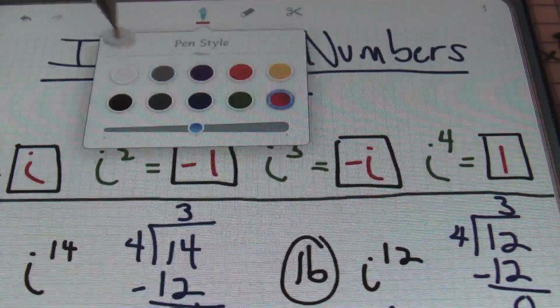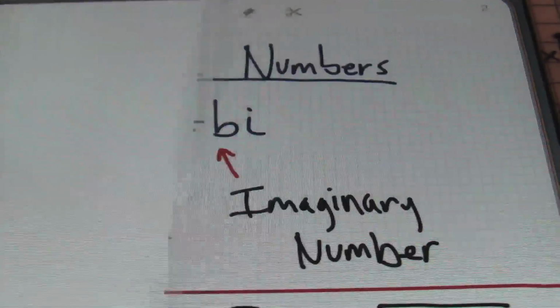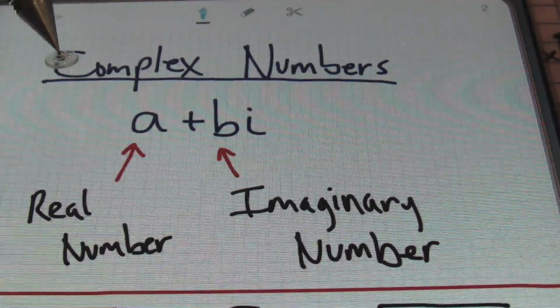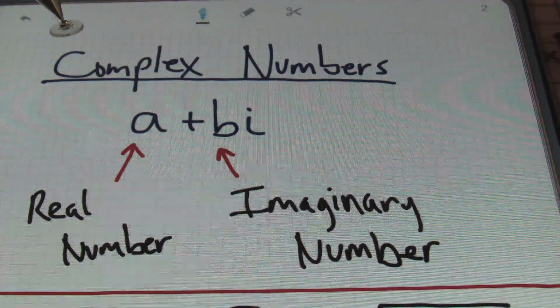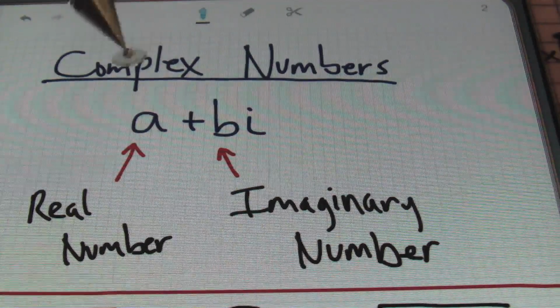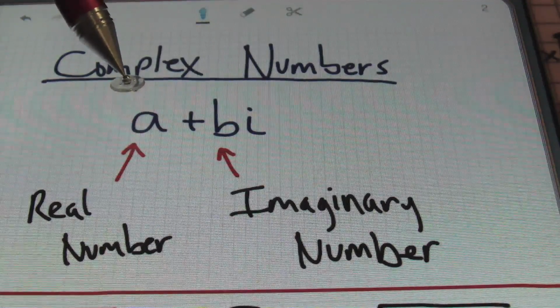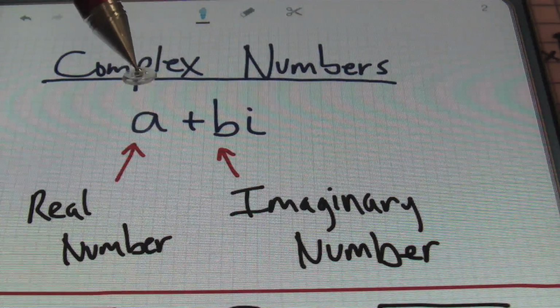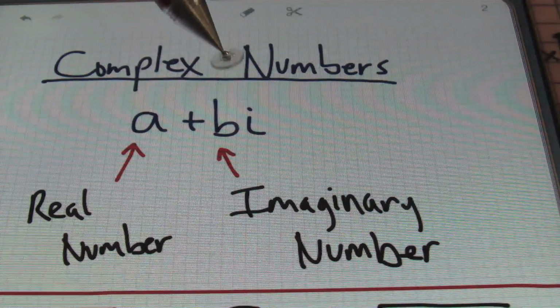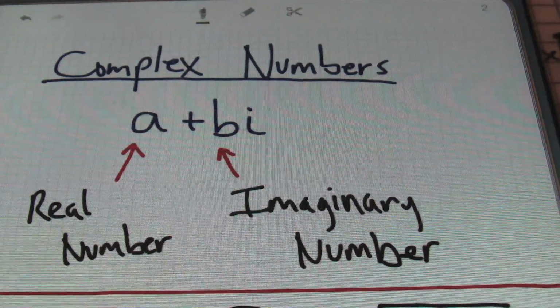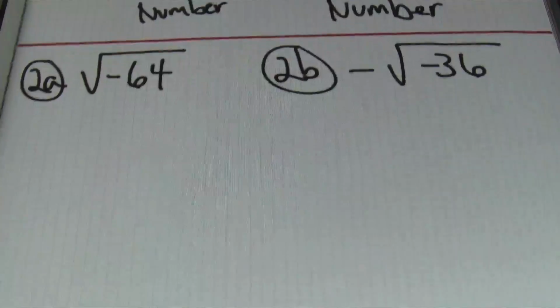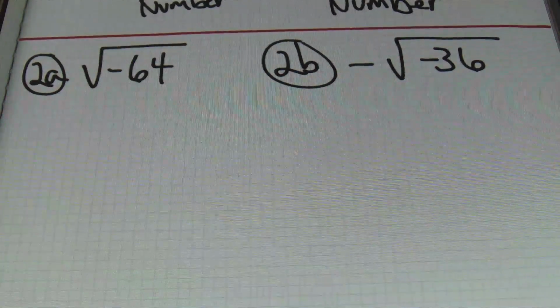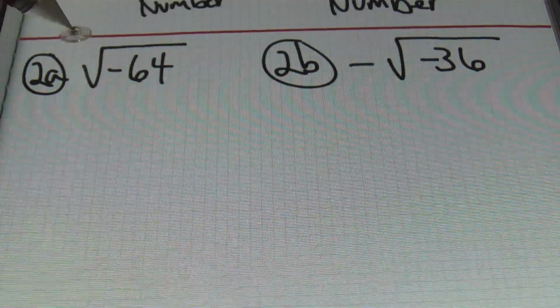Speaking of which, when it comes to complex numbers, we'll be looking at this format. Complex numbers are a combination of real numbers and imaginary numbers. The first value must always be your real number, and then the imaginary part will always be last. So we'll write it in the format of a plus bi. That's the standard form of a complex number. So let's take a look at our 2a right here, problem number 2a. Here I have the square root of -64.